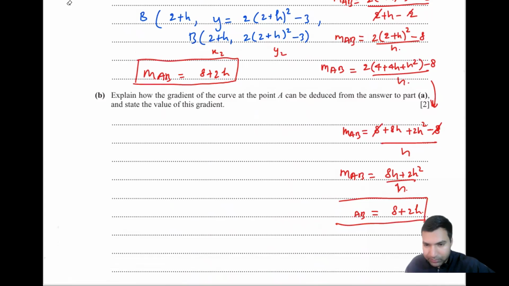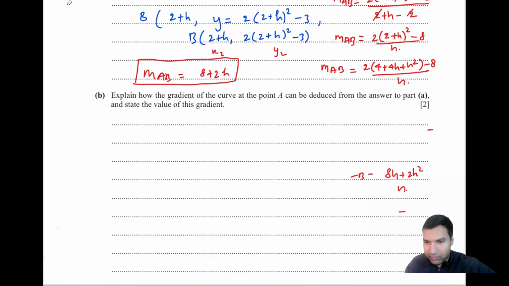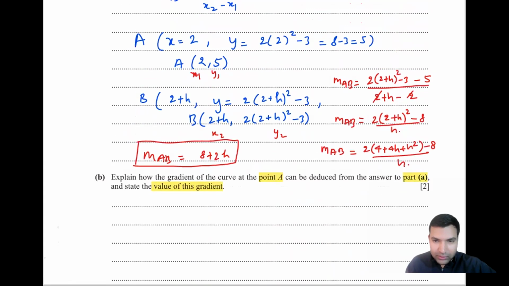And let me quickly erase this remaining working over here so that we can do the working of the next part. Now, part B is, they are saying explain how the gradient of the curve at point A can be deduced from the answer to part A and state the value of the gradient. So we basically need to find the gradient value at A using the answer to part A. That is what they have mentioned over here.